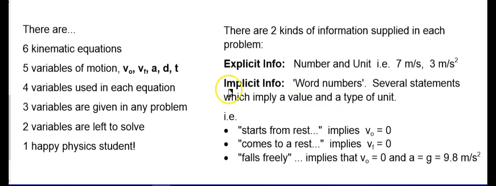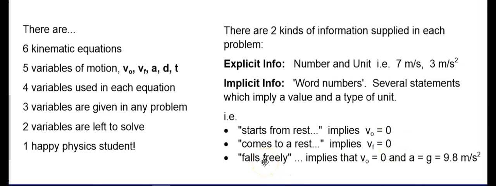Now, there is also implicit information. These are word numbers. These are statements which imply a value and a type of unit. So, for example, if you read words, a car starts from rest. Well, the words starts from rest implies that the initial speed is 0 meters per second. Or it comes to a rest. That means that car, say, is coming to a traffic light and it stops at a red light, so its final speed of that interval equals 0 meters per second.